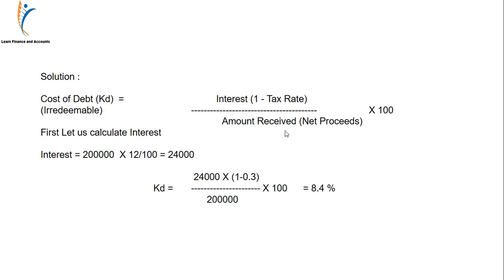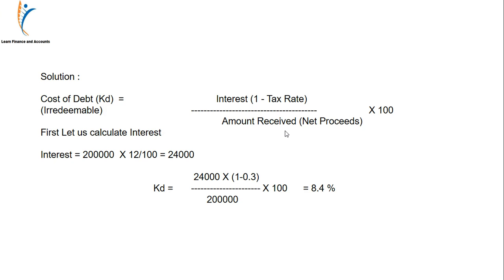So cost of debt, which is KD for irredeemable debentures, will be interest into 1 minus tax rate divided by amount received into 100. Into 100 because we are going to calculate it as a percentage. Now first we will have to calculate interest. How is interest calculated? Interest will be calculated by principal, that is the total amount, into 12%, the rate of interest, divided by 100, that is 24,000.